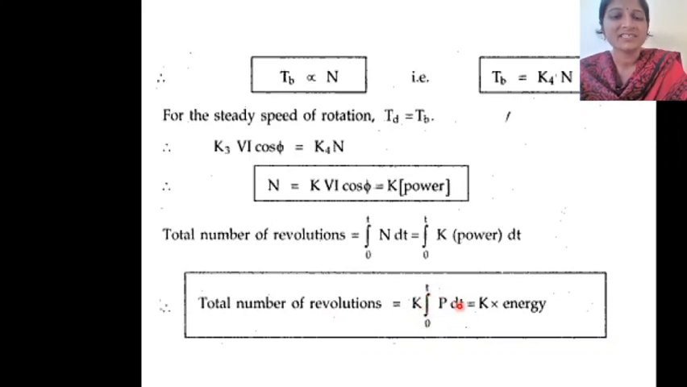In the starting we have discussed, if you integrate the power for a certain period of time, then it is called energy. So K into energy. So that means number of revolutions is directly proportional to energy. So how many revolutions the disk is making for a particular interval of time will indicate the power consumed by the load for that particular interval of time. So the number of revolutions of the disk is directly proportional to the power consumed by the load. So this is about the energy meter derivation.